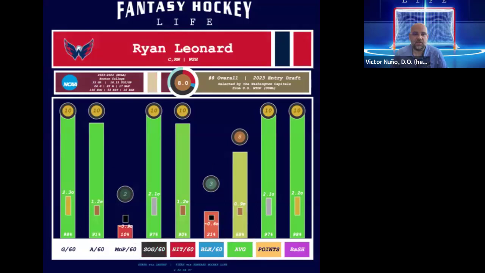The blocks aren't so good. So if you're in a PIMS league, you need to flip your thinking on this because you're going to want this to be low. And I have him at an 8. So those are the skaters.